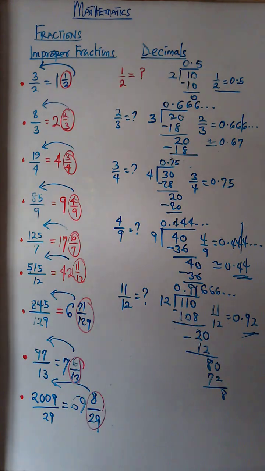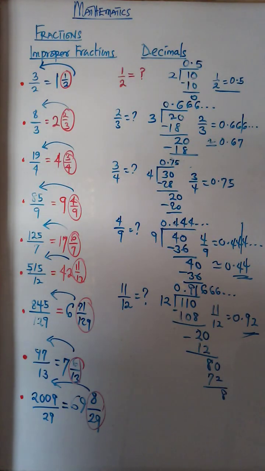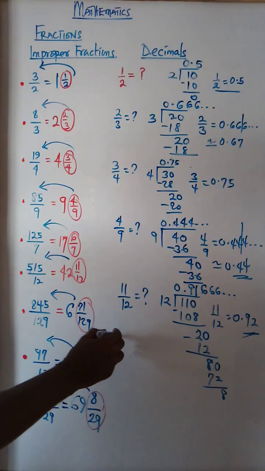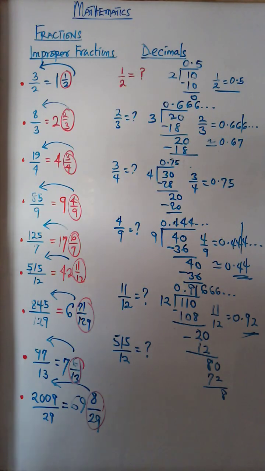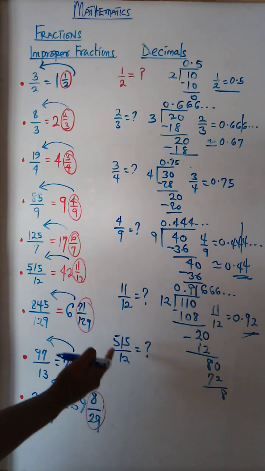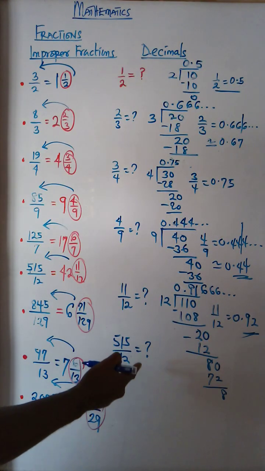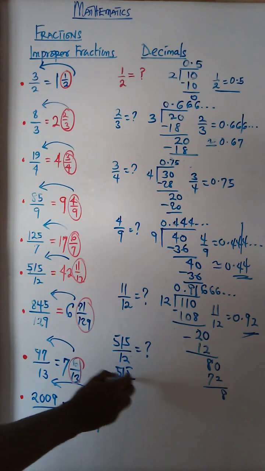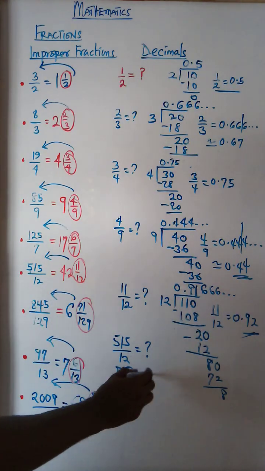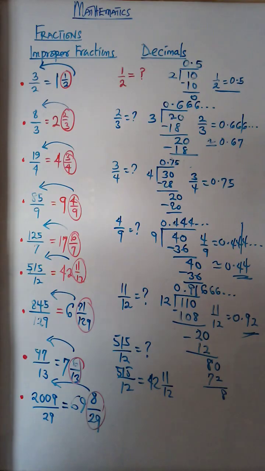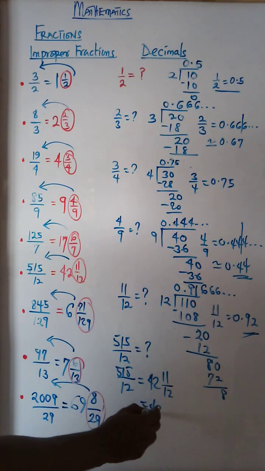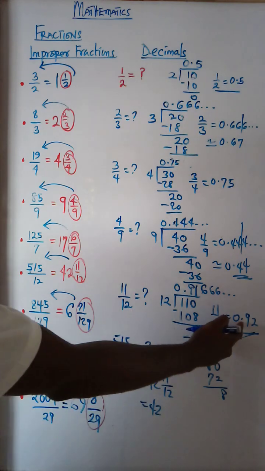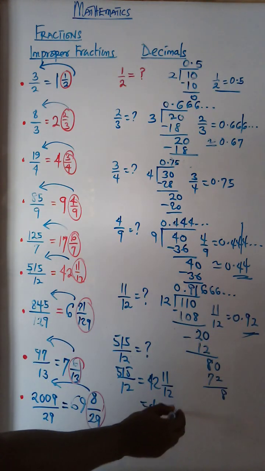What if you are given a big number? You know, we are taking the proper part. What if you are given an improper fraction? For example, we are told to convert 515 over 12 into decimal. What will it be? First, you can convert it to what? Mixed fraction. So 515 over 12 in mixed fraction is what? 42 whole number 11 over 12. So first convert to mixed fraction. Then the proper part we can convert to decimal. And according to what we did here, 11 over 12 is what? 0.92. Just write 0.92. So that's the answer.